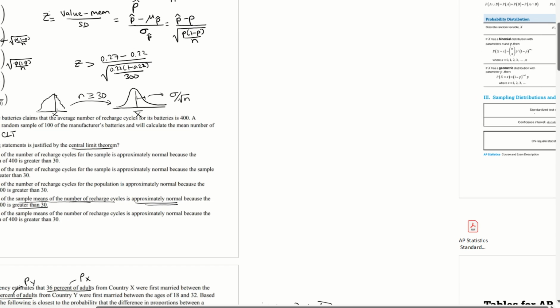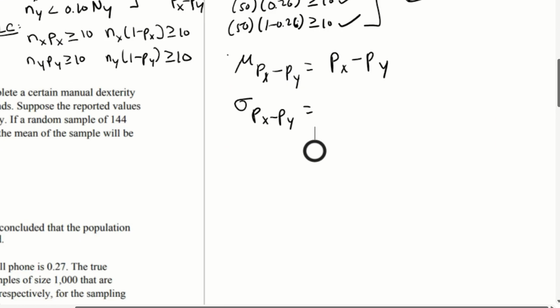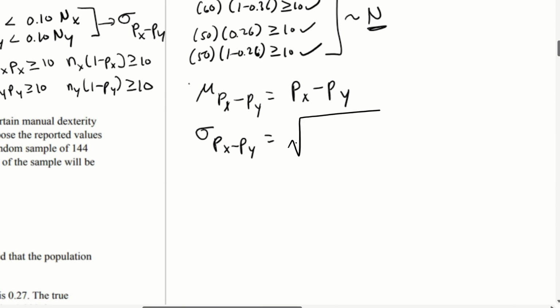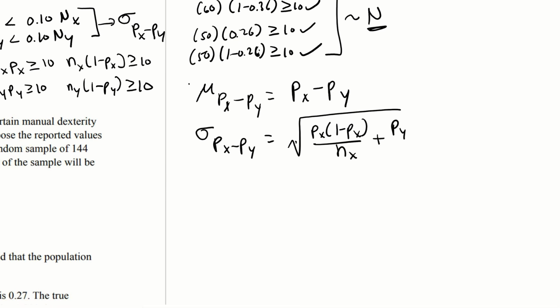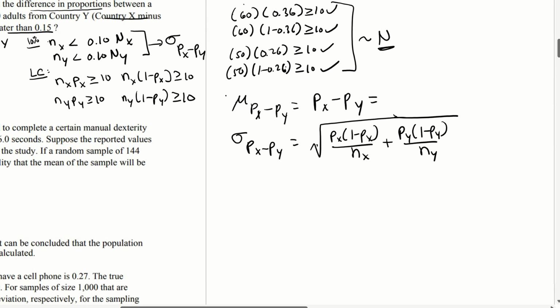Okay, let's go back. We got square root of px times 1 minus px over nx plus py times 1 minus py over ny. All right, and then so we can just calculate that, and then we can use a normal CDF. Okay, so normal CDF. So let's just calculate this real quick. So px minus py, we have px was 0.36 and py was 0.26. So you subtract those to get 0.10.